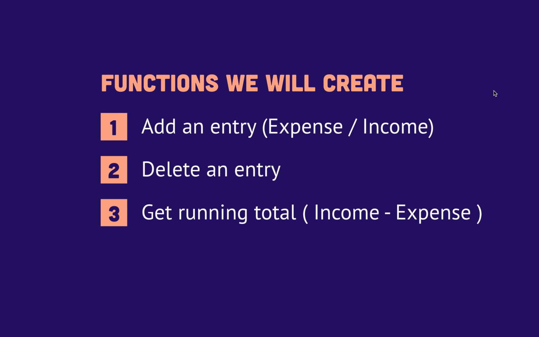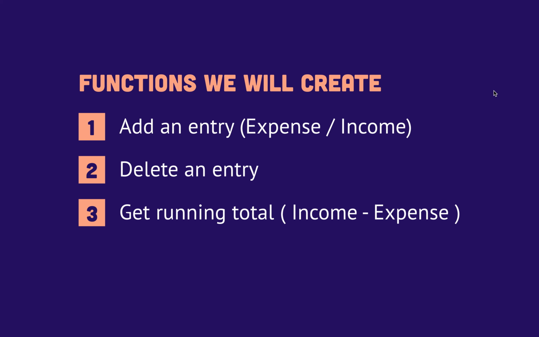First of all, let's think about the functions. There should be just three functions: first, to add an entry, delete an entry, and get a running total. These are the main functions we'll have, and there might be some other helper functions. Let's see when we create the UI.